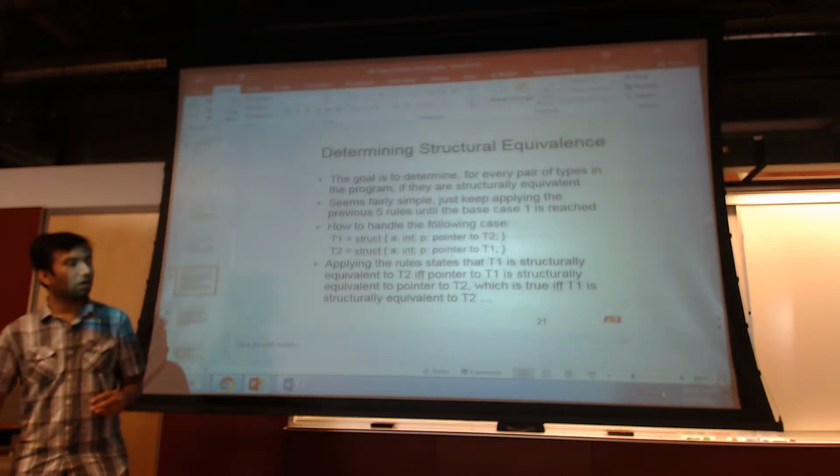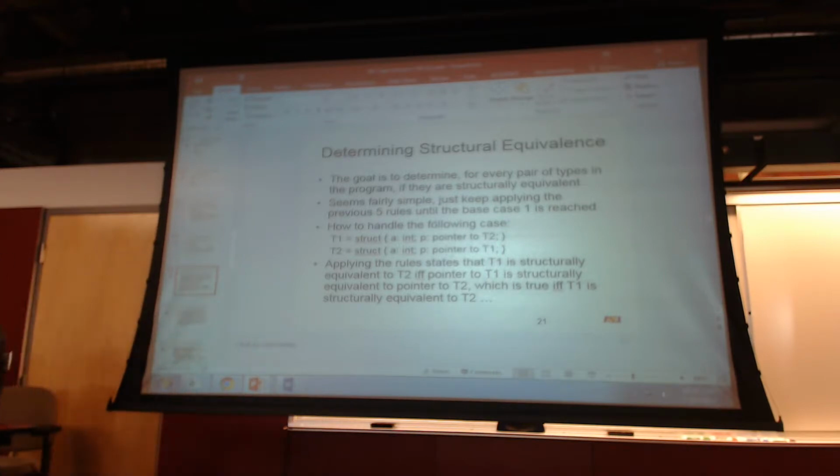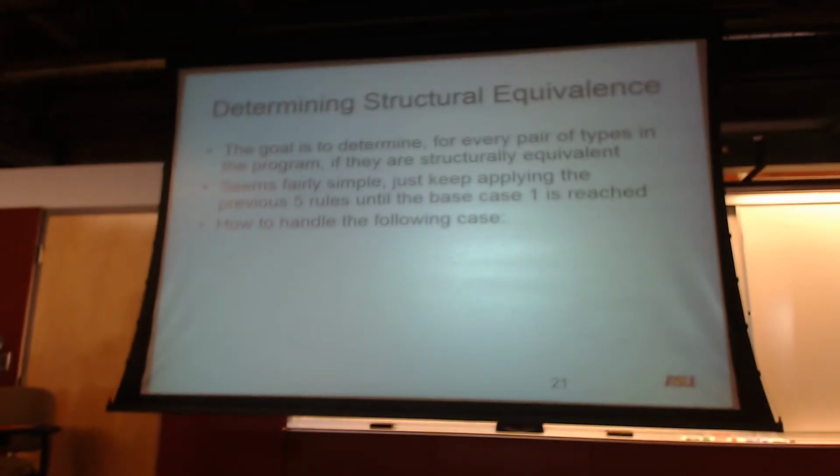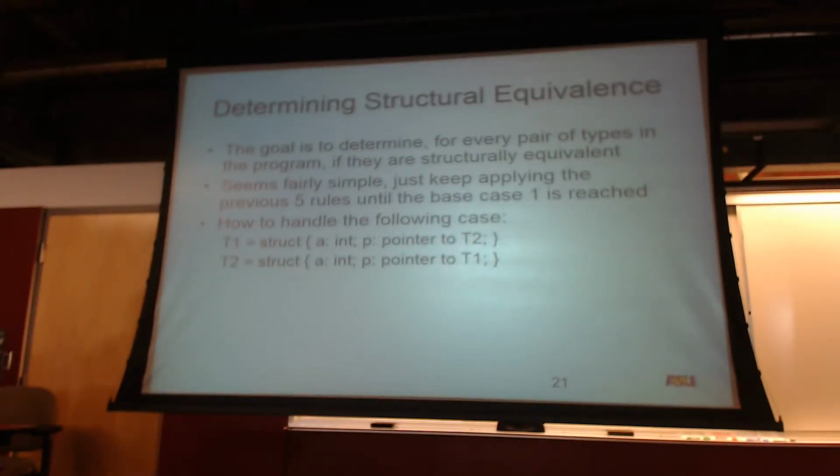That is good, but there is one big problem in that type of situation. So let's start from here. The goal is to determine for every pair of types in the program if they are structurally equivalent. It is simple because you can start from rule number 5 and go to the base case, which is rule number 1. Once the base case is reached, you check whether they are the same basic types. If they are, it's structurally equivalent. If not, you say no. It seems pretty easy, but then there is a problem. How will you handle the following case?